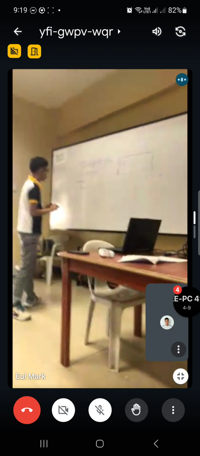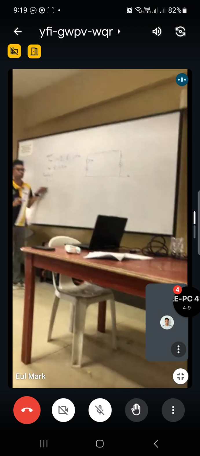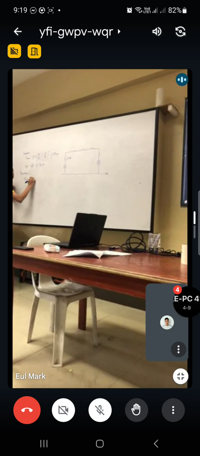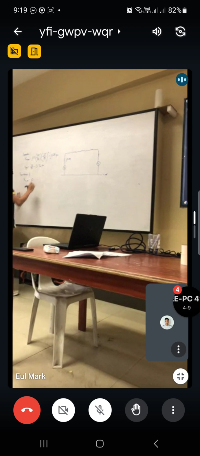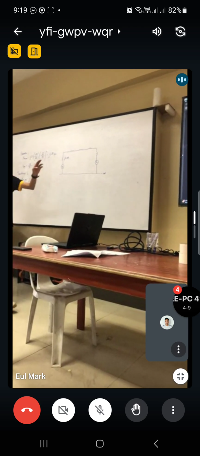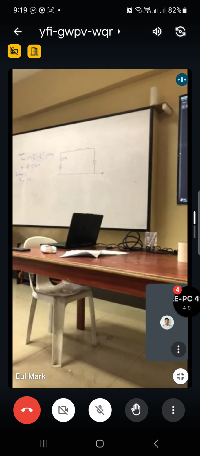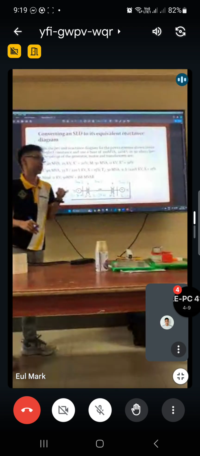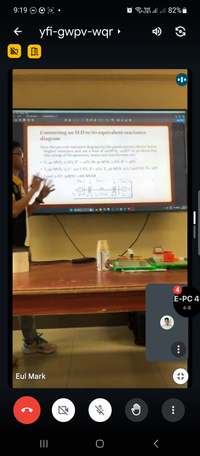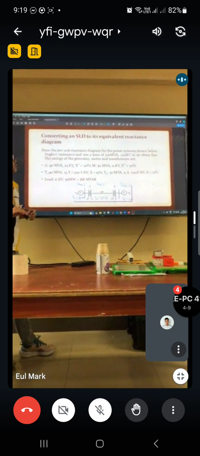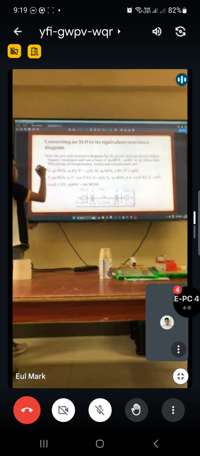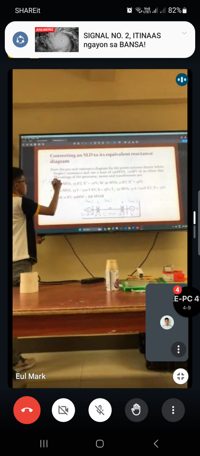Okay? So what is XT1 new? This is j 0.15. By the way, this is called the leakage reactance. It is still the reactance, but we will discuss the double one later, for the generator with double current.